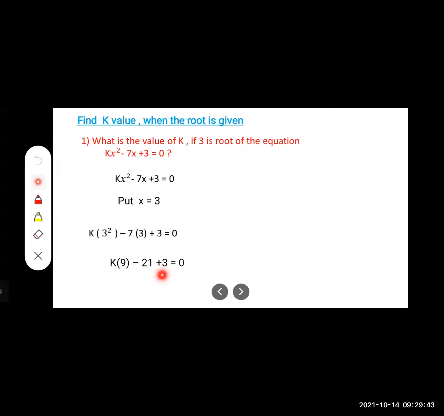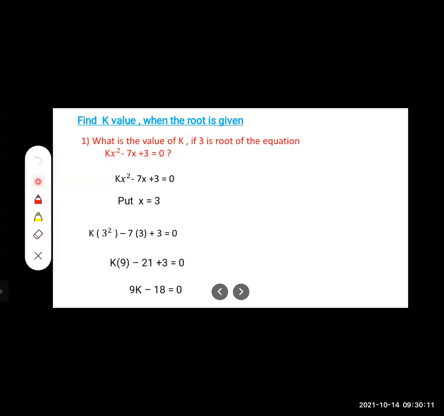Clear, children? Yes. So what will be the next step? See, k into 9, that means 9k you will get, then minus 21 plus 3. That means a different sign. What you have to do? Minus it. So 21 minus 3 means how much? Okay, so the greater number's sign is minus. So 9k minus 18 is equal to 0.